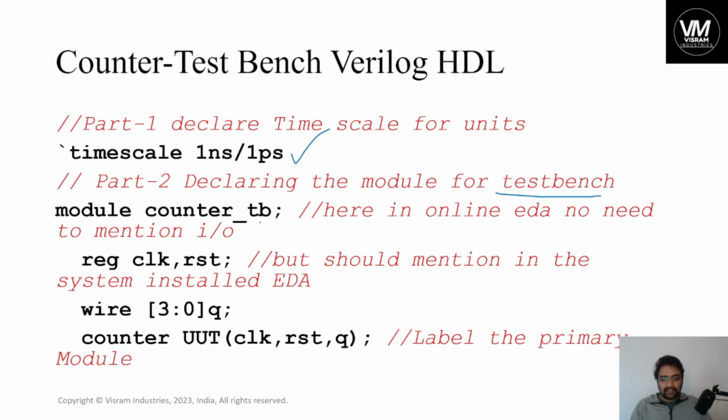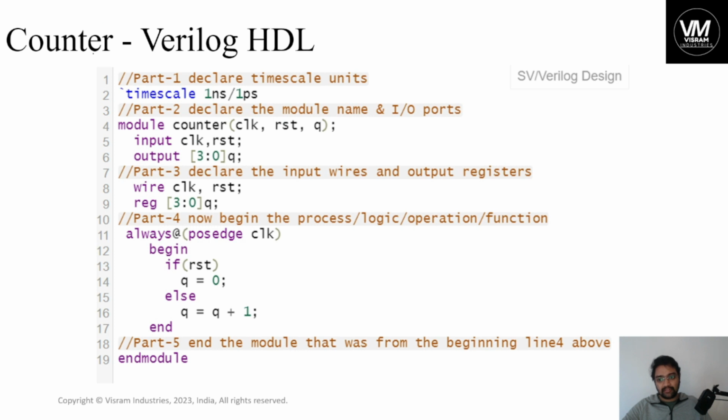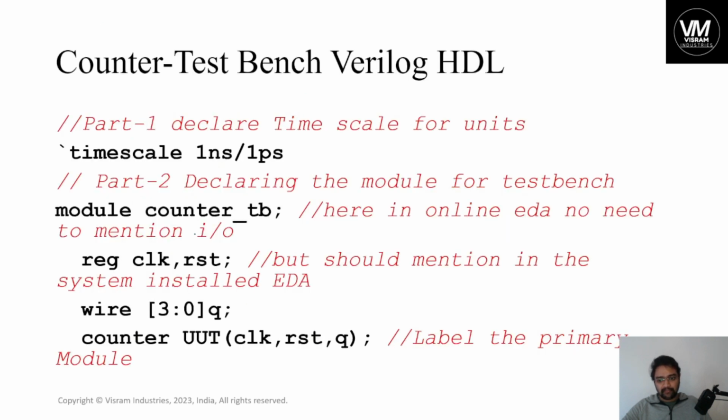So counter underscore TB. So here is online EDA. No need to mention IO, because now I will show you the online EDA compiler. There is no requirement of declaring the IO ports as we have declared here in the counter module. So this is the counter test bench. In the test bench, we don't need to declare IO ports again, as it is already instantiated to the primary source.